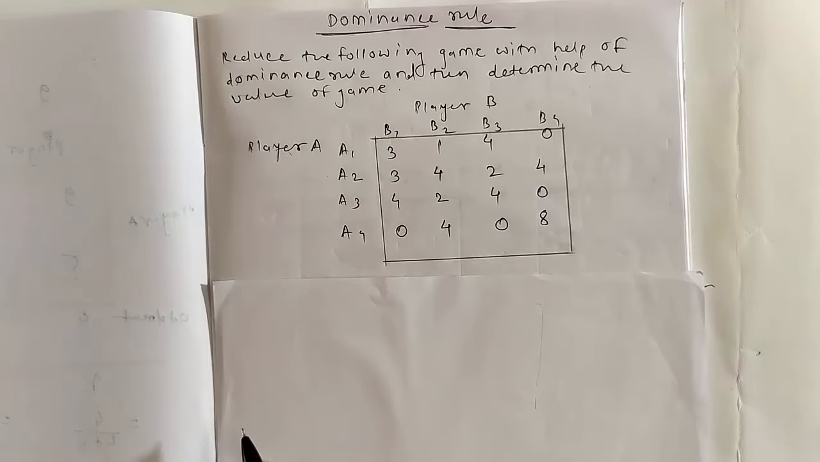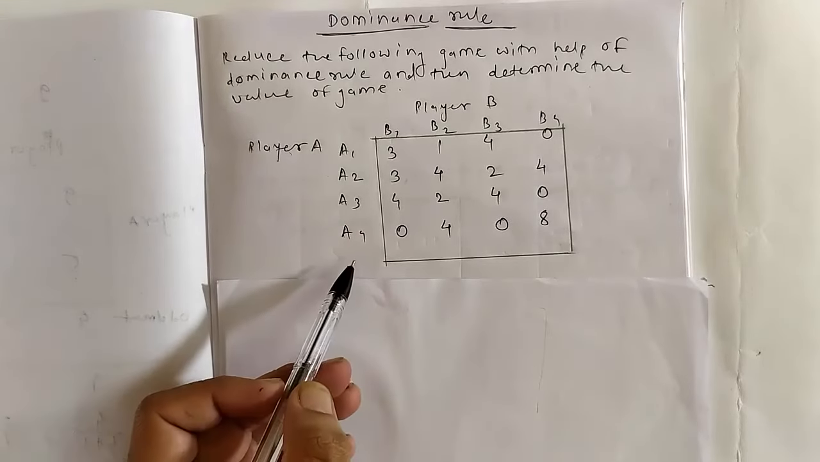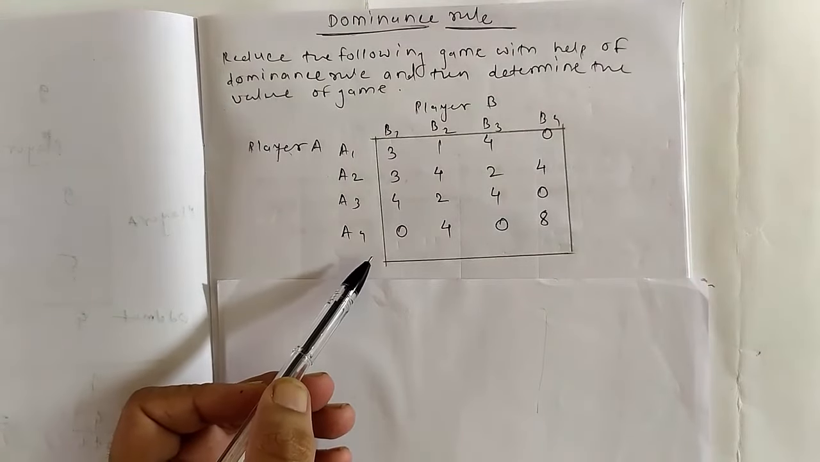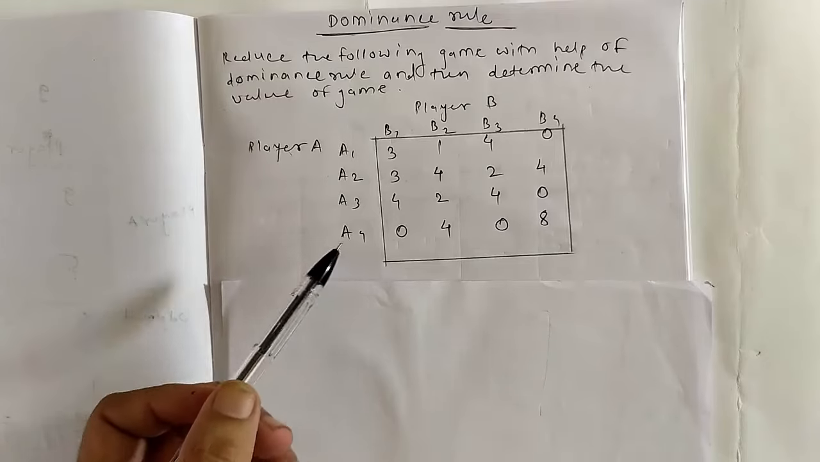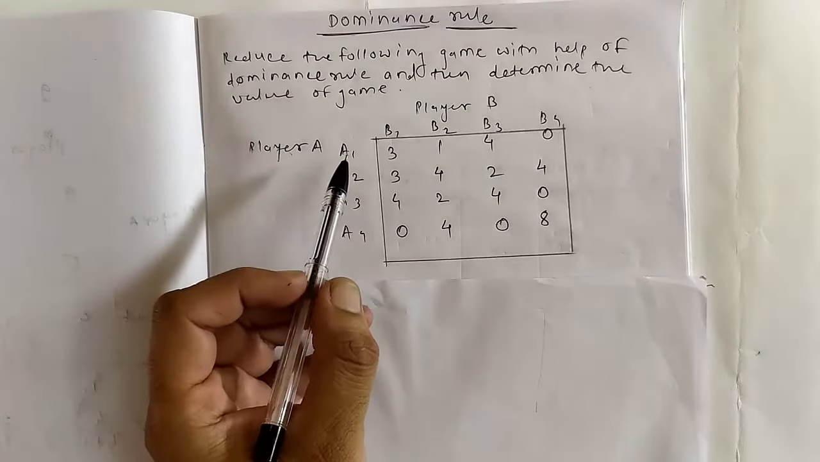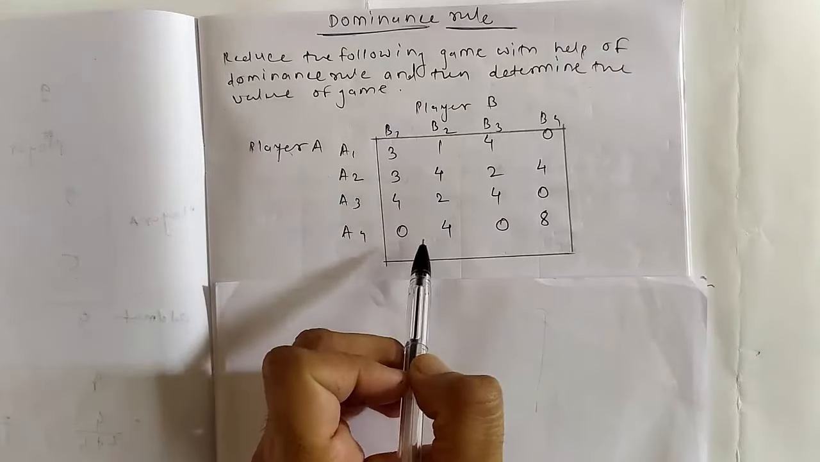But for the mixed strategies we want this game in the 2x2 form. Now the question is how to convert this 4x4 game into the 2x2 matrix. For that purpose we are going to use the dominance rule. First of all, we are going to use the dominance rule for the rows. Now look at the rows: first row, second row, third row and fourth row.